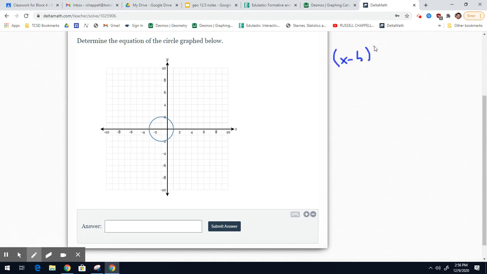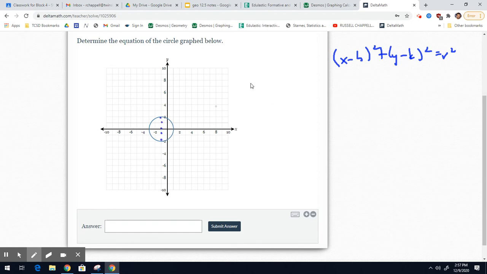x minus h squared plus y minus k squared equals r squared. If you want to remember something, write it down over and over and over again. That's why when you do your vocab or your Spanish, they make you write it down many times so you remember it. All right, so let's count the diameter from here.